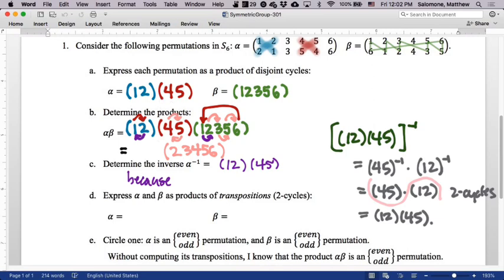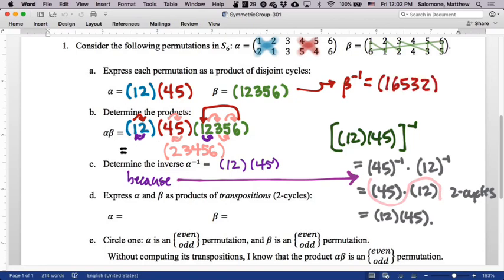Great. What if I asked quickly what the inverse of beta would have been? (1 6 5 3 2). Great. And how'd you get that? Kept the first term and then reversed the order. Yes, just read the cycle backwards. 1, and then go to the left. 6, 5, 3, 2. Yeah, great.